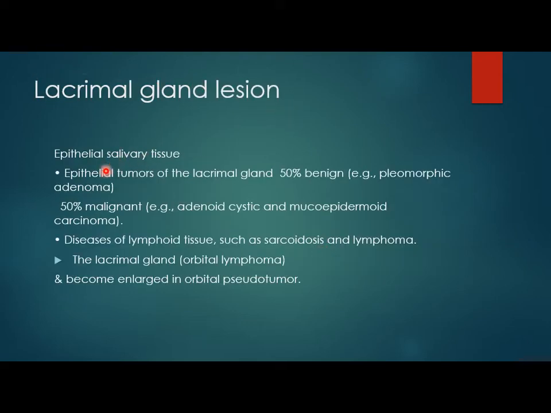Lacrimal gland lesions. The lacrimal gland is composed of epithelial salivary tissue and lymphoid tissue, so the diseases that affect the salivary tissue and the lymphoid tissue also affect the lacrimal gland. In the epithelial tumors of the lacrimal gland, 50% are benign, like pleomorphic adenoma, and 50% are malignant, for example adenoid cystic and mucoepidermoid carcinoma. Diseases of the lymphoid tissue include sarcoid and lymphoma. The lacrimal gland is also the most common site for orbital lymphoma, and may become enlarged in the case of orbital pseudotumor.